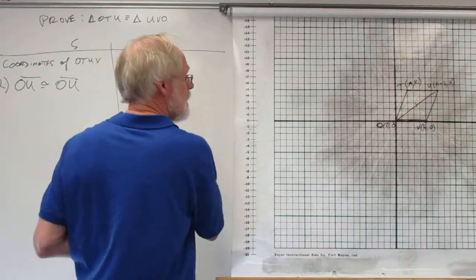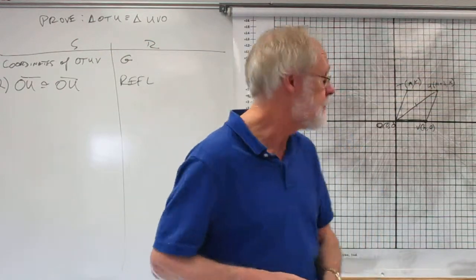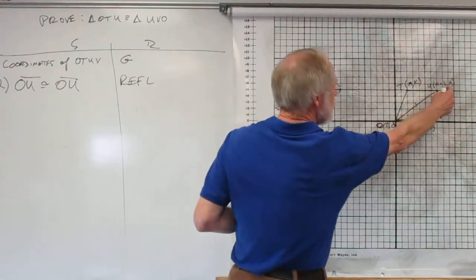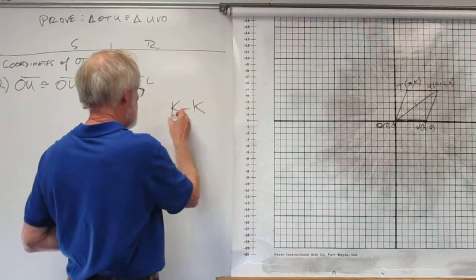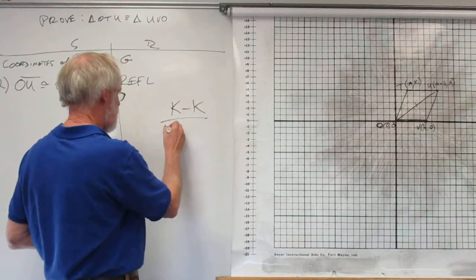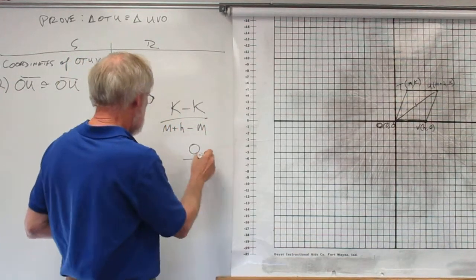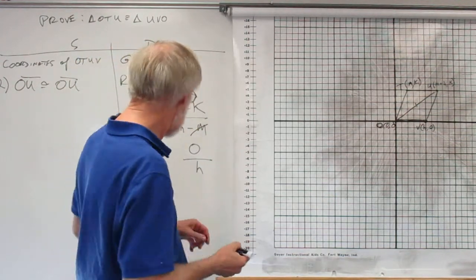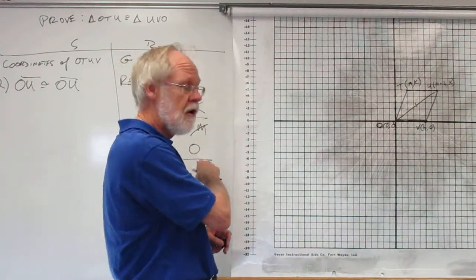The slope of a line, of course, is the difference of the y values over the difference of the x values. In this case, it would be k minus k over m plus h minus m. K minus k is 0. This cancels this, it's 0 over h, but in fact we don't care what it is underneath, because once we get to the 0 on top, we know that the slope is 0.